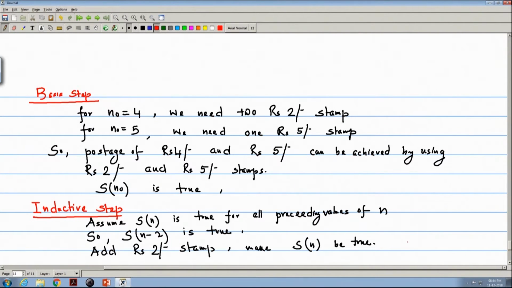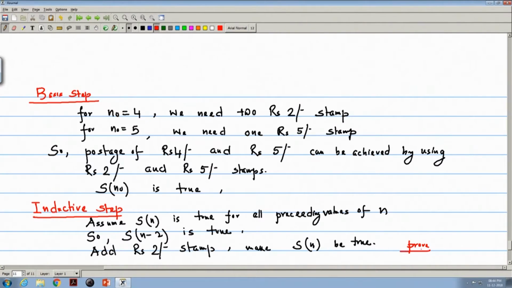So, this is proved. Notice that for this particular example, it is very much required that some preceding values are true, like for n we have that Sn minus 2 must be true. Now, we see a different type of example, how mathematical induction can be used to compute the complexity or the number of steps, because that is very important in computer science. So, we see a different type of example here.